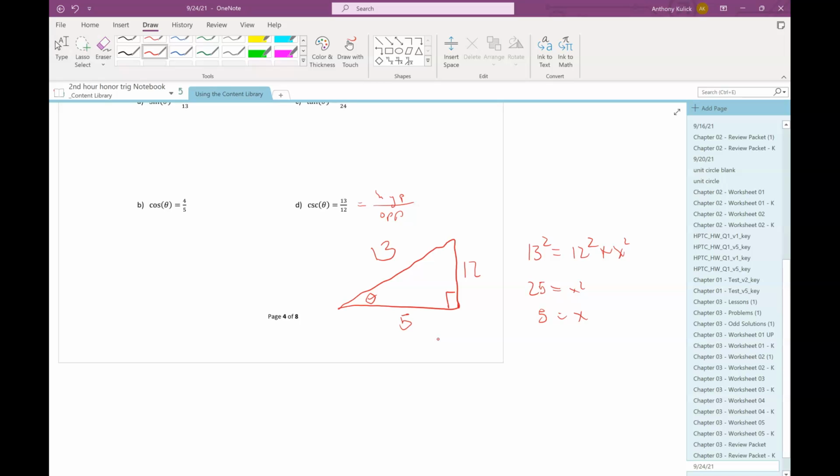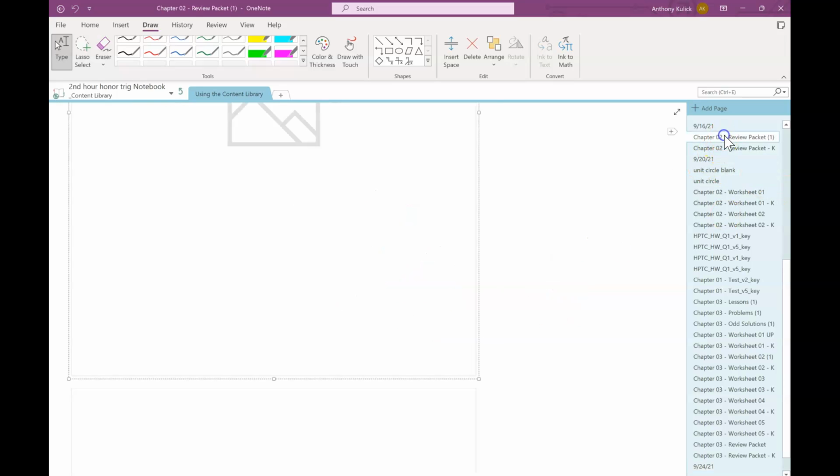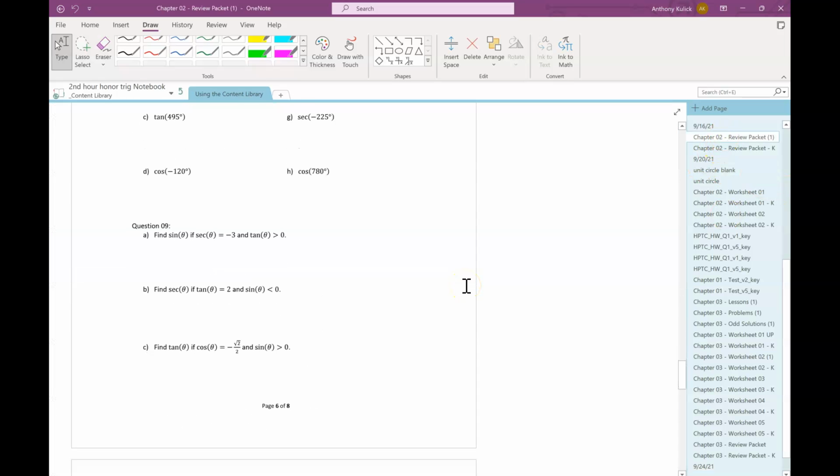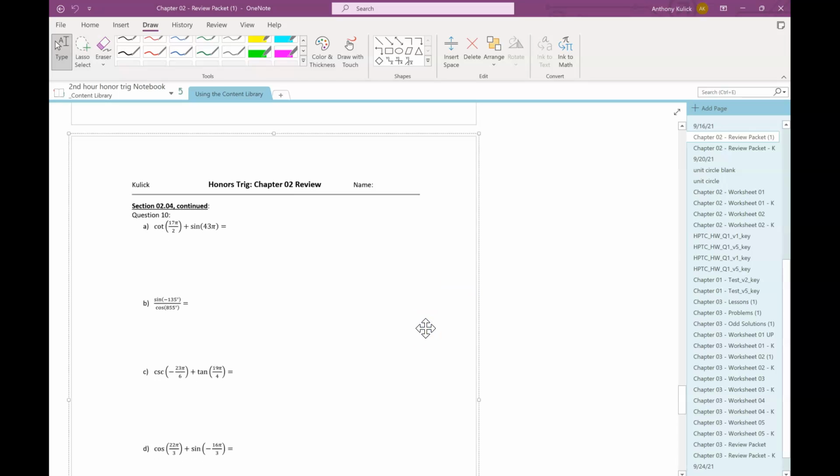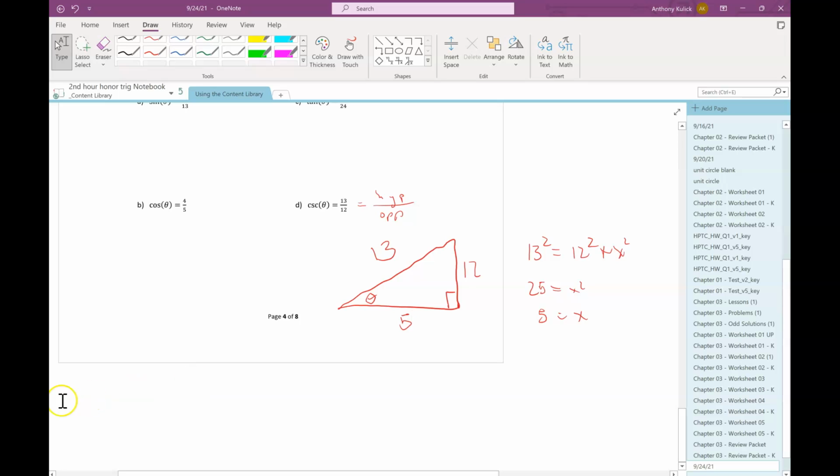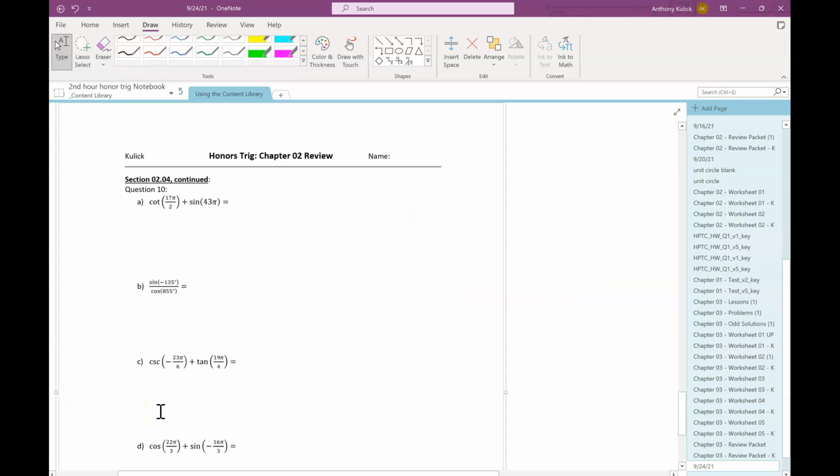Raylan, can we do B on page 8? B from page 8 or 7? 7. Okie dokie. Okay.